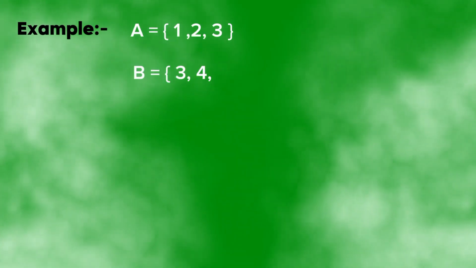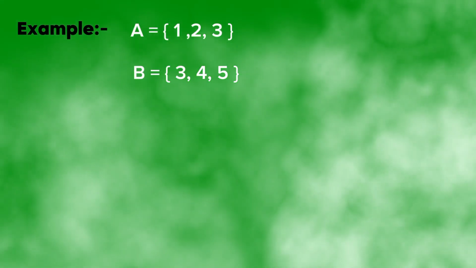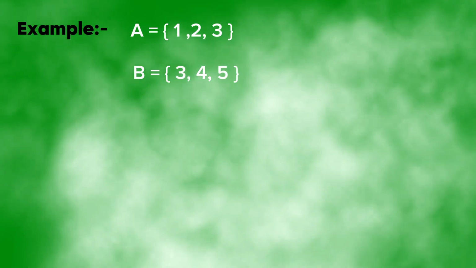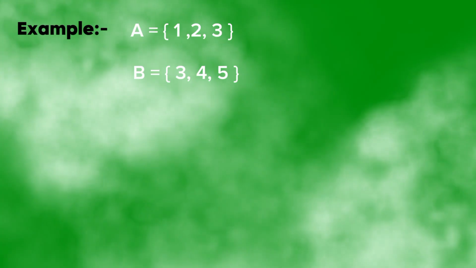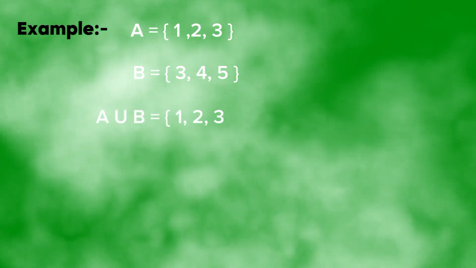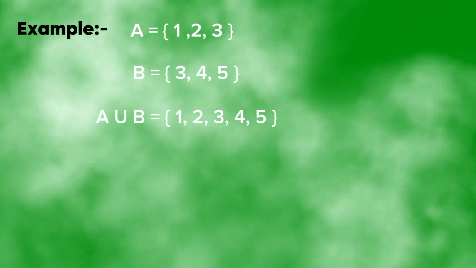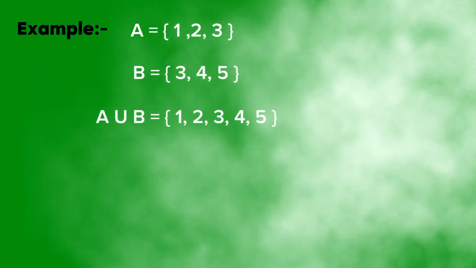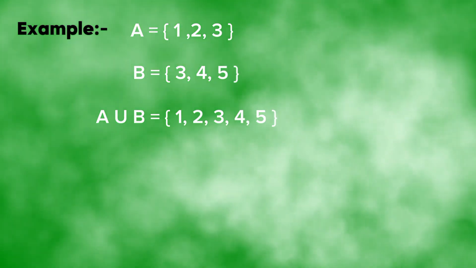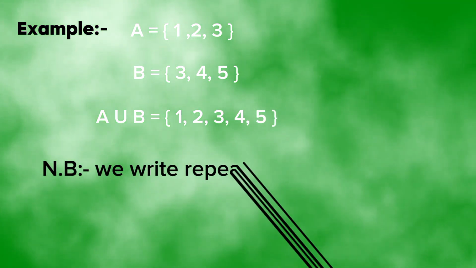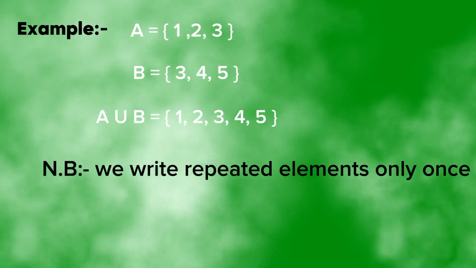Let's take an example. Set A equals {1, 2, 3}. Set B equals {3, 4, 5}. Now combine them carefully. Include all elements, but do not repeat duplicates. Result: A union B equals {1, 2, 3, 4, 5}. Even though 3 appears in both sets, as we expressed in the previous part, we can't repeat it. We write it only once.